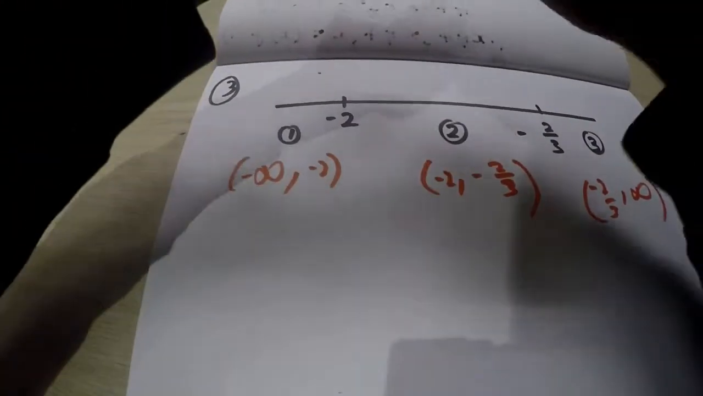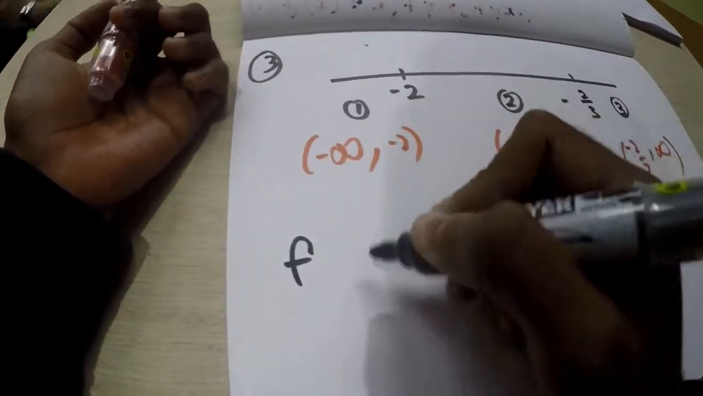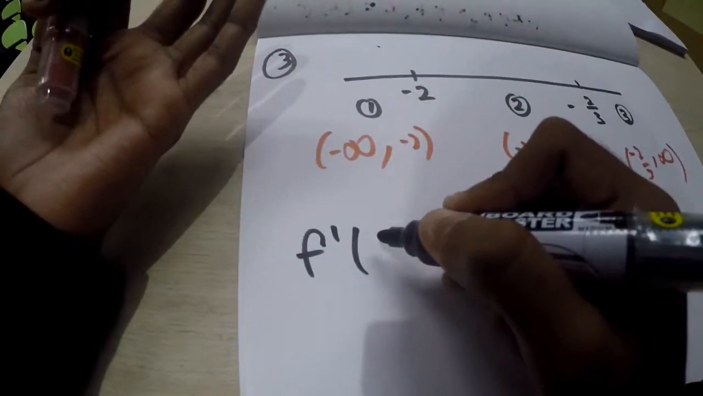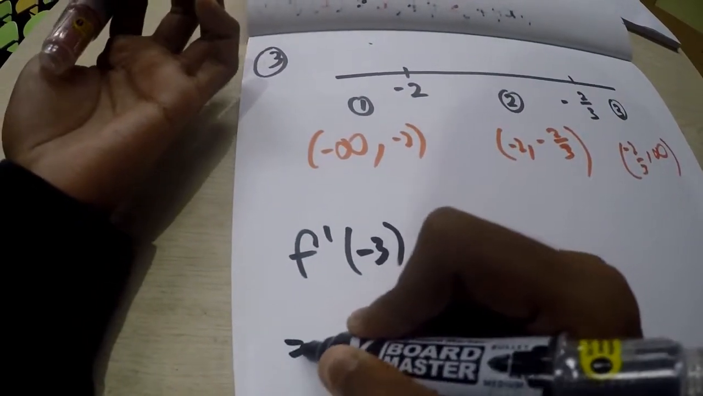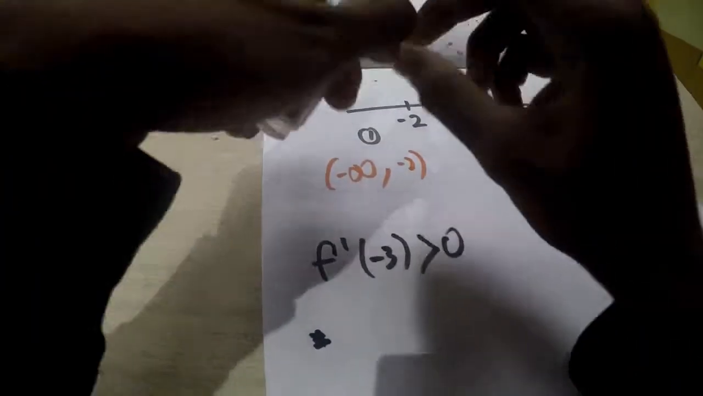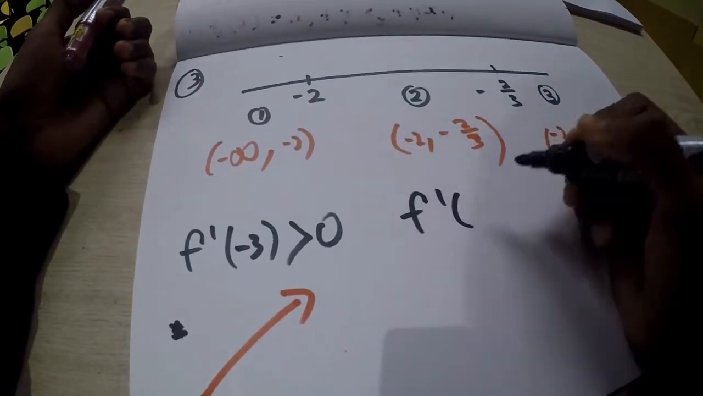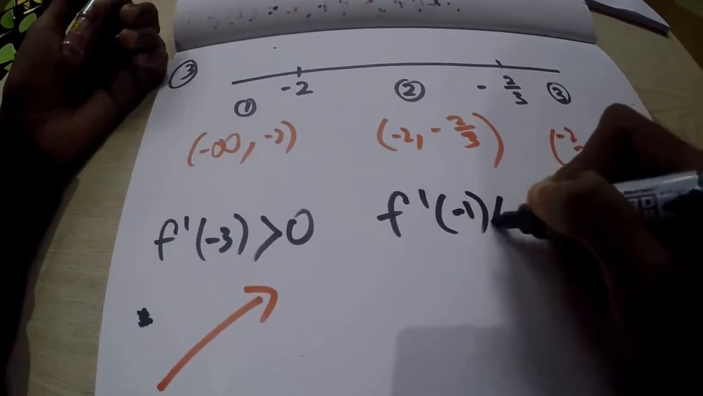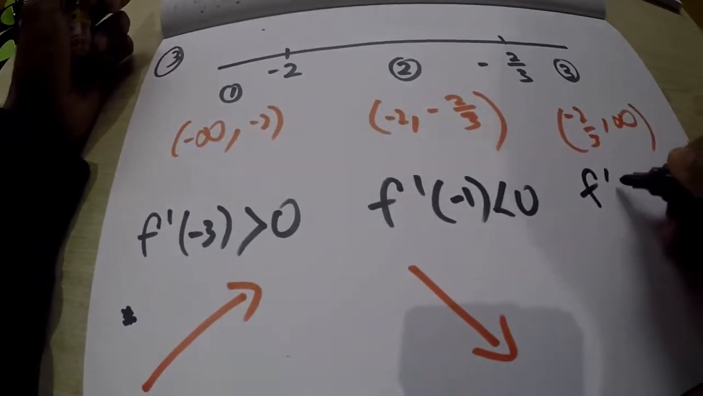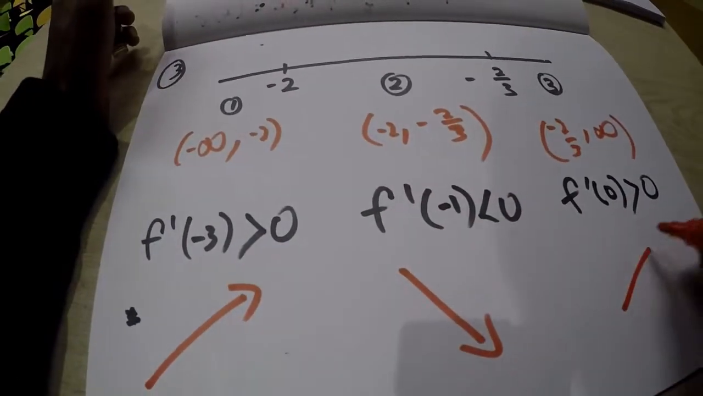So now we shall find whether it is an increasing or decreasing function. Very simple. For the first interval, f prime, just choose a number in between the range, which will be -3, and the answer you will get is bigger than 0, so it's an increasing function. For the next, f prime of -1 is smaller than 0, so it's a decreasing function. And here f prime of 0 is bigger than 0, so it's an increasing function.